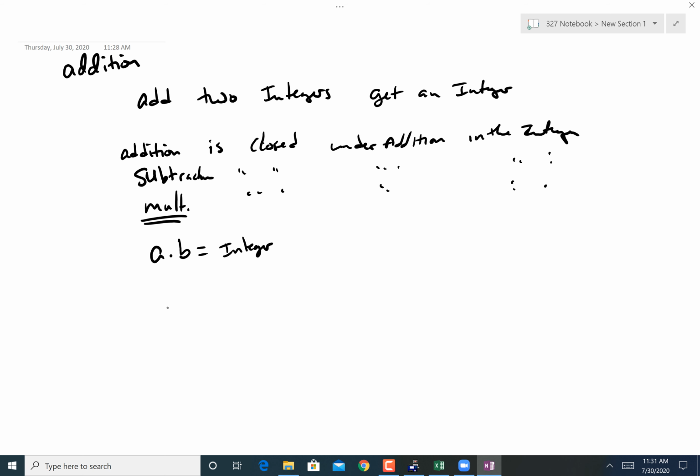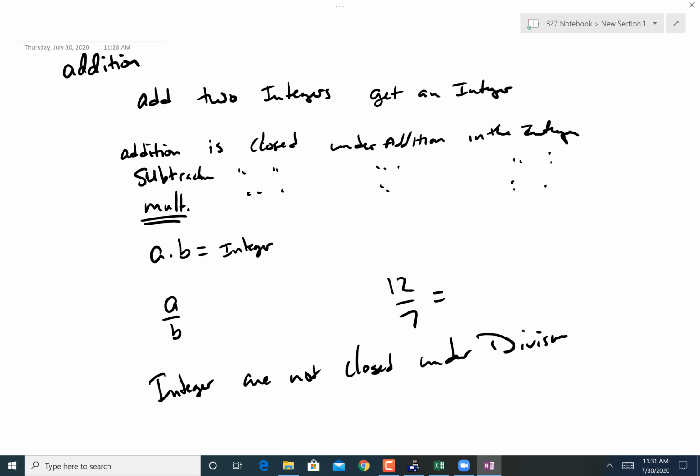Cool. However, if you do a divided by b, 12 divided by 2 happens to be 6. Is this an integer? It sure is. What if I did 12 divided by 7? Ooh, you know what that's not, friend? That's not an integer. And so because it's not an integer, we would say that the integers are not closed under division. That is, if you divide 2 integers, there's no guarantee you're going to get an integer back. In fact, you will most of the time not get an integer back.